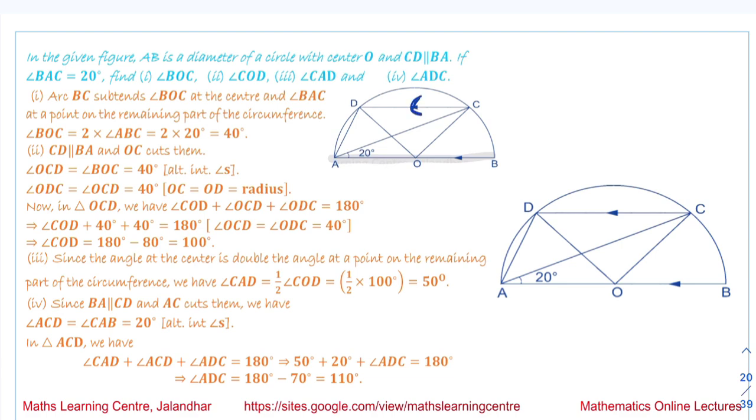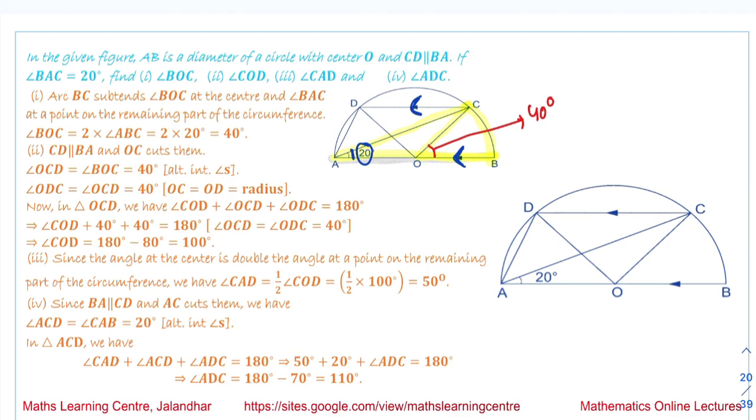These two lines are parallel to each other. It is given that the angle BAC is 20 degrees. We have to find the value of BOC. If we look at the arc BC, this angle is made at A and this is made at the center. So the value of this angle will be 40 degrees.